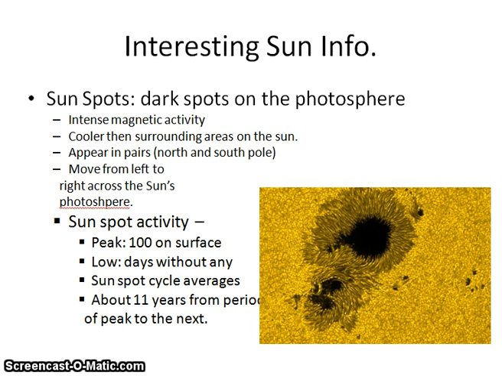But these dark spots on the photosphere, or dark spots on the surface, have intense magnetic activity. They're cooler than surrounding areas on the sun. They sometimes appear in pairs. And a really important piece is that they move from left to right across the sun's photosphere, the sun's surface.